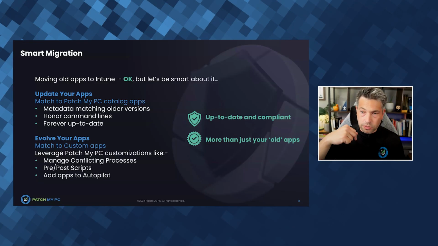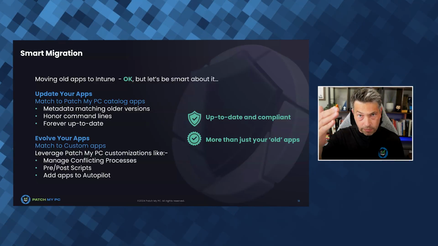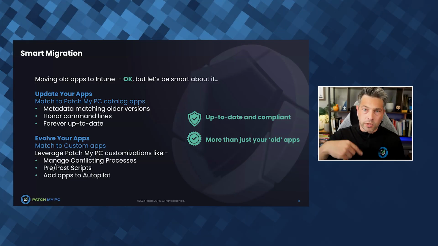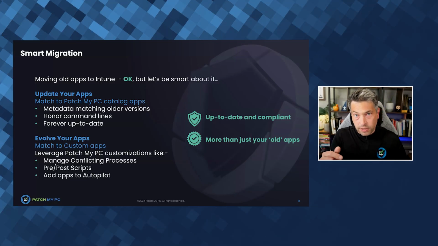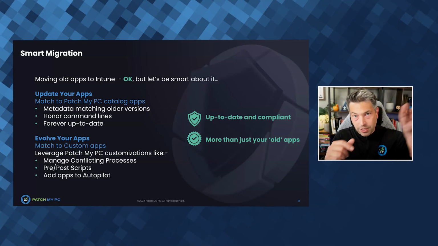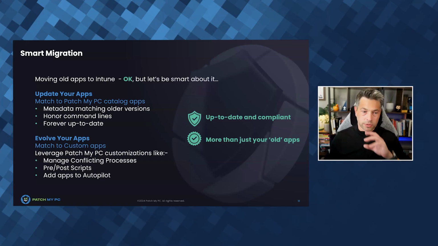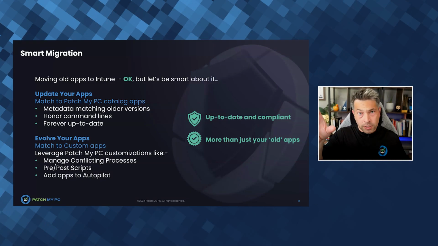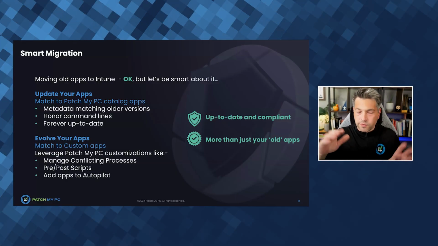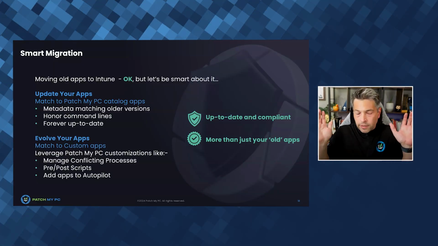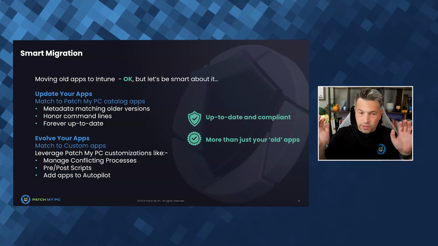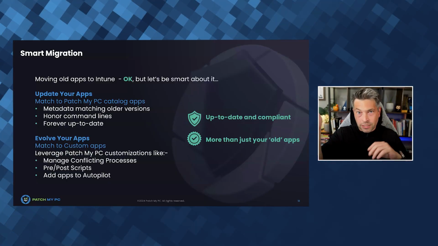So you can ask your users to close the app before it gets updated to ensure that installation is successful. You can leverage things like pre and post scripts: let's do something before the app installs, and let's do something after the application installs. Maybe you want to migrate your applications in and add them to your ESP profile for Autopilot. I've just picked three off the top of my brain that I particularly like. I think there's over 30 different customizations we can do, and that list is growing.